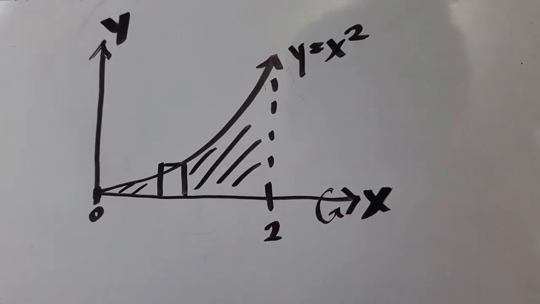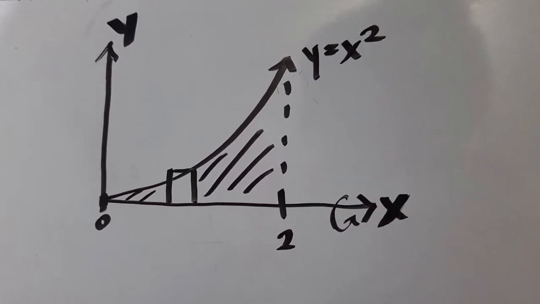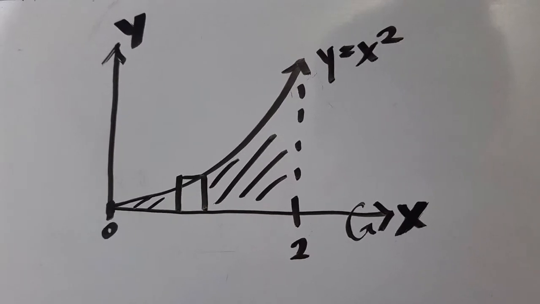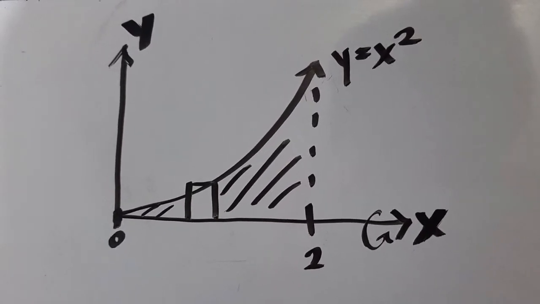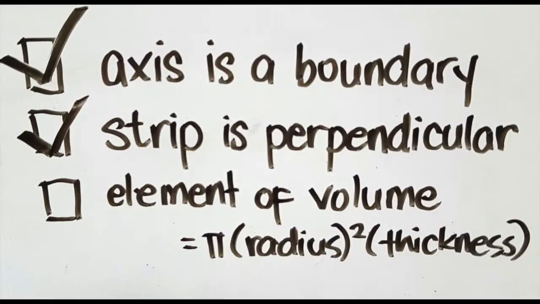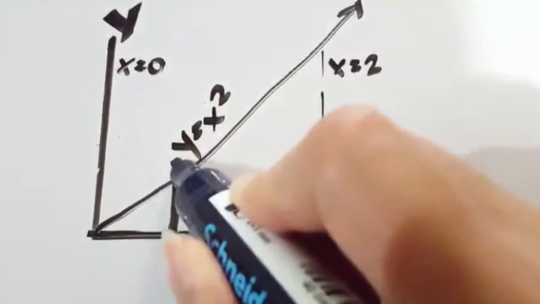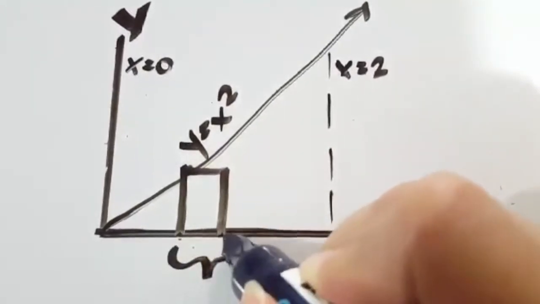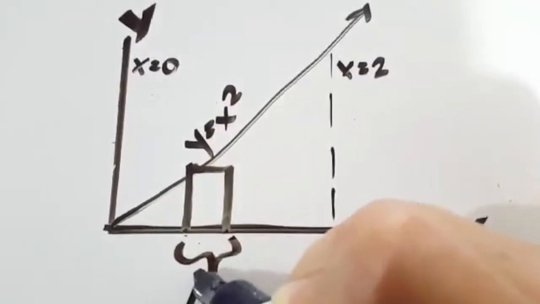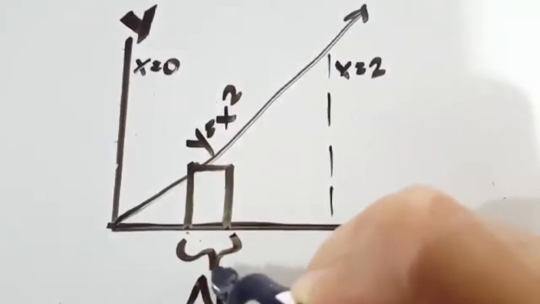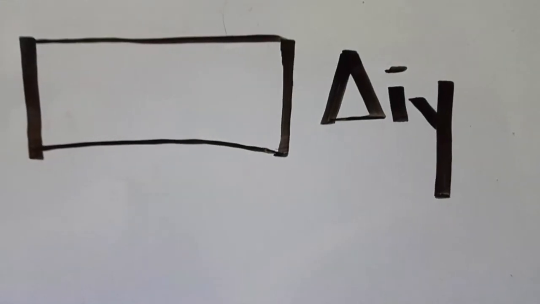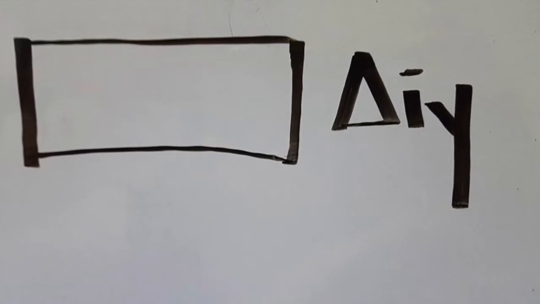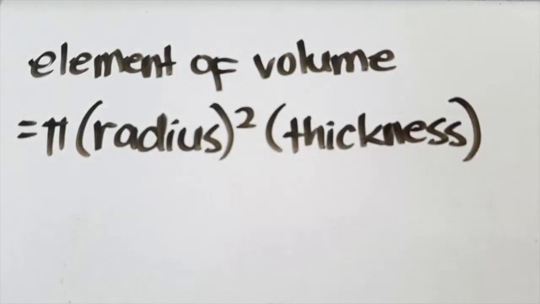Take note that the strip we've drawn on this function is vertical. This is the case because we want the strip to be perpendicular to the axis of revolution, since this is the second requirement for the disk method to work. Also, since we use a vertical strip on the function and the thickness is delta x, we must also take note that the values we write in the element of volume are all in terms of x. In the case of a horizontal strip, we write the values of the element of volume in terms of y.